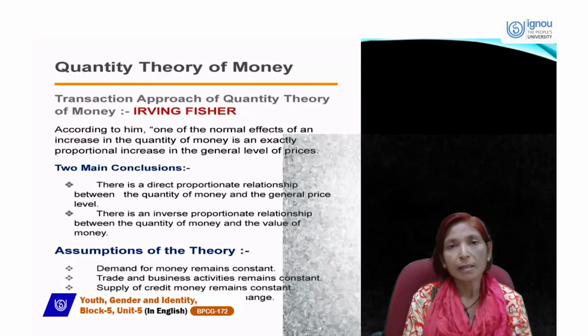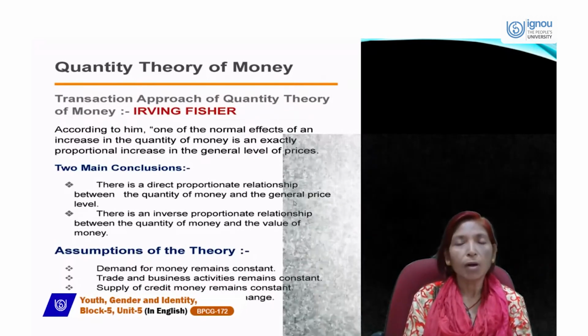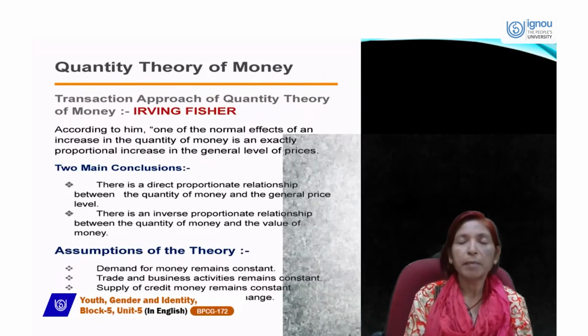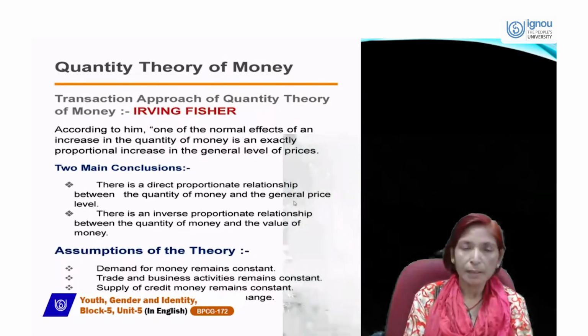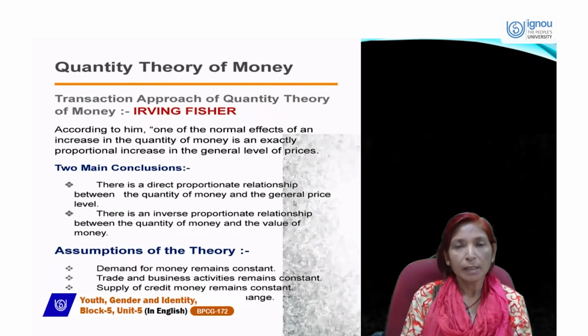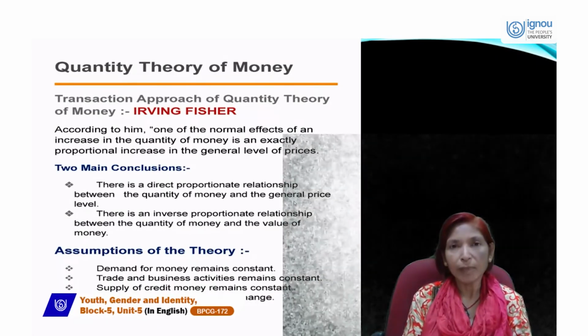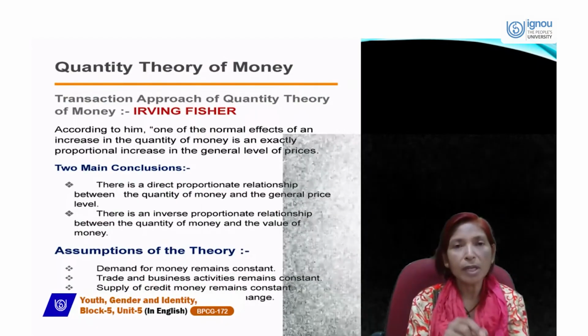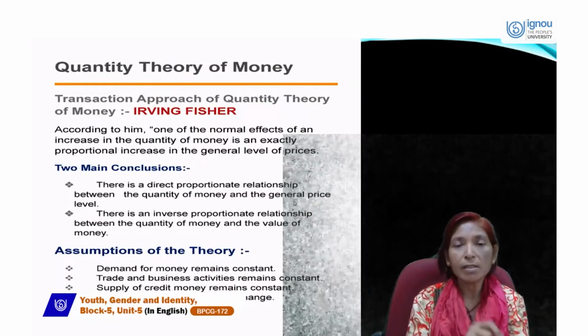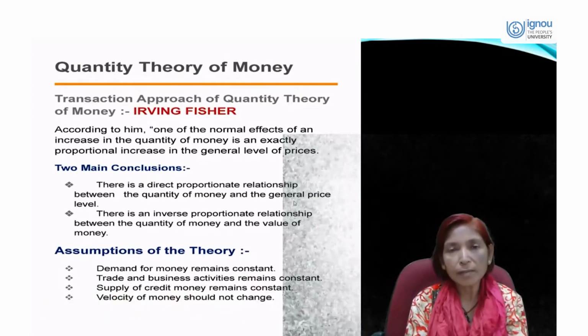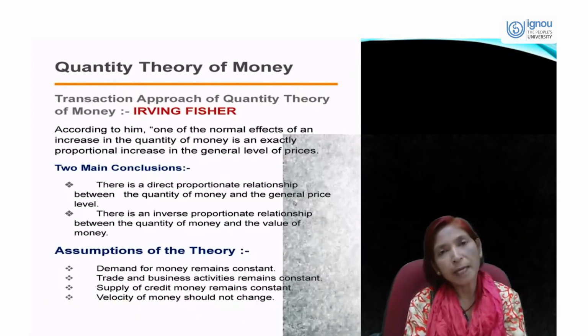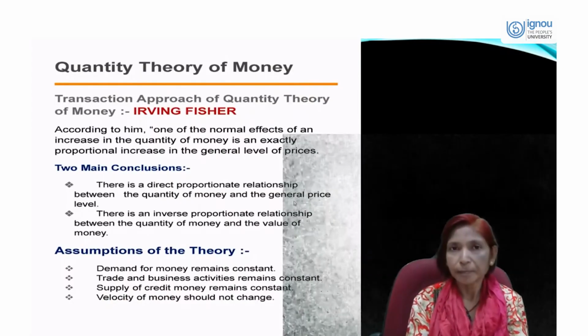The first is that money supply, or quantity of money, and price level have a positive, direct and proportionate relationship. This is the first statement of the quantity theory of money given by Irving Fisher, that there is a positive relationship between money supply and price level.